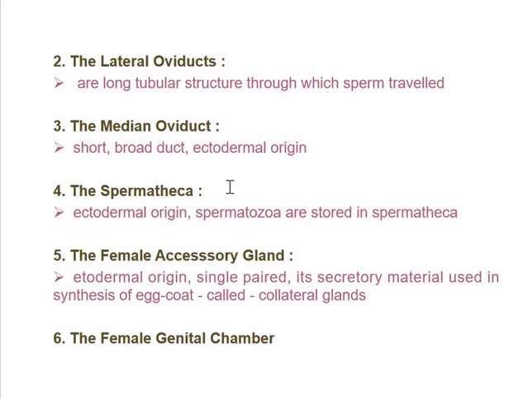Now, the median oviduct is ectodermal in origin, and internally the epithelium is lined with cuticle, so it bears a strong muscular coat composed of circular as well as longitudinal muscle fibers. The median oviduct is followed by the next part of the female reproductive system, the spermatheca. The spermatheca is an ectodermal structure and develops as an invagination of the 8th sternite.